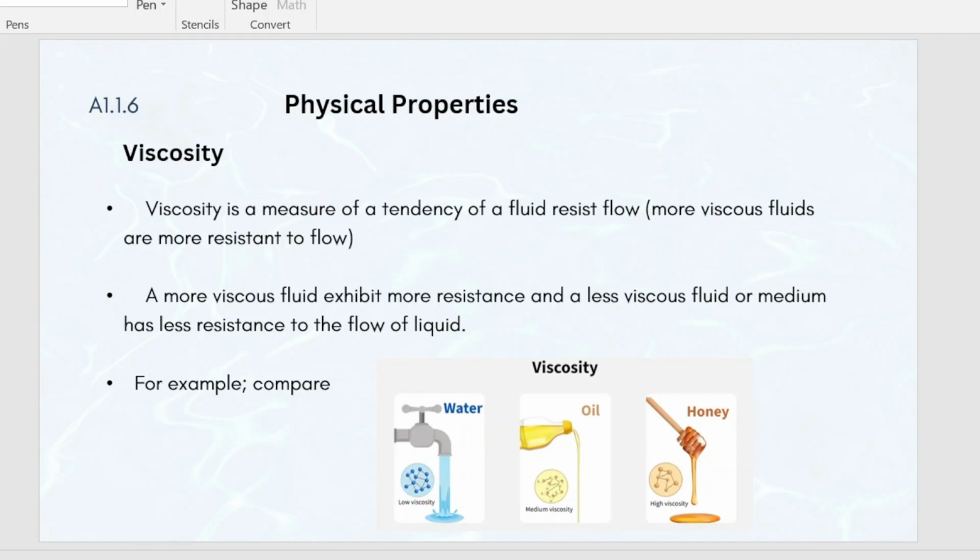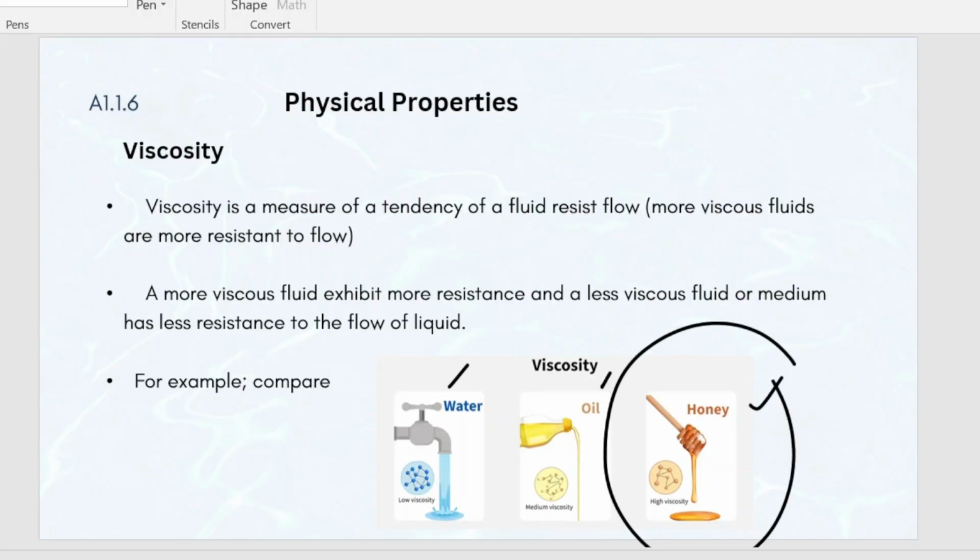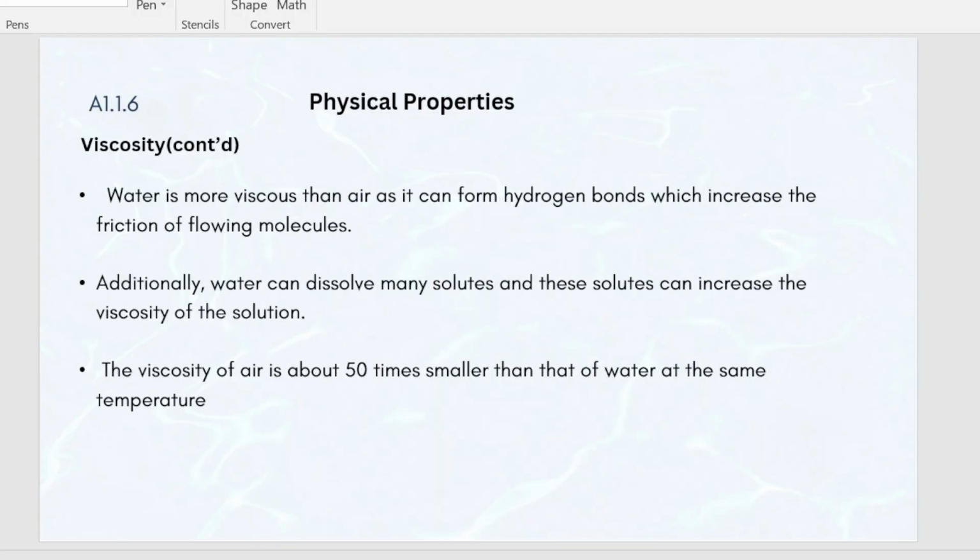Different liquids have different viscosity. The example in this scenario uses honey, oil, and water. Of course, honey is more viscous than oil. But water has more viscosity than air. We are going to be comparing the properties of water with that of air. So we are focusing on water and air here, looking at the physical properties of water compared with the physical properties of air. Viscosity is the tendency of a substance to resist flow. All right. So water is more viscous than air.